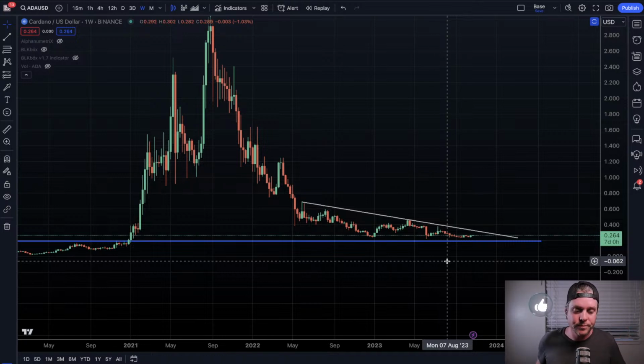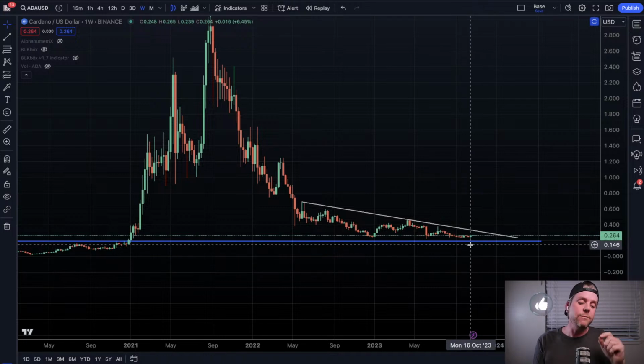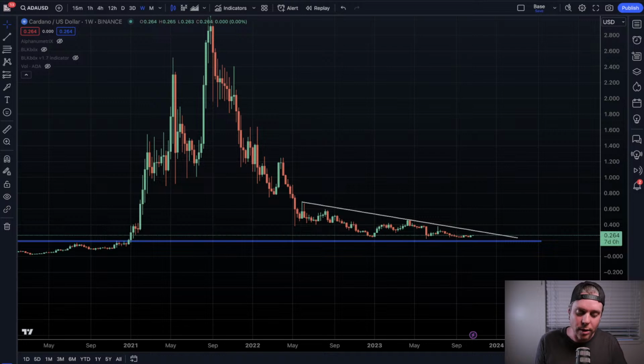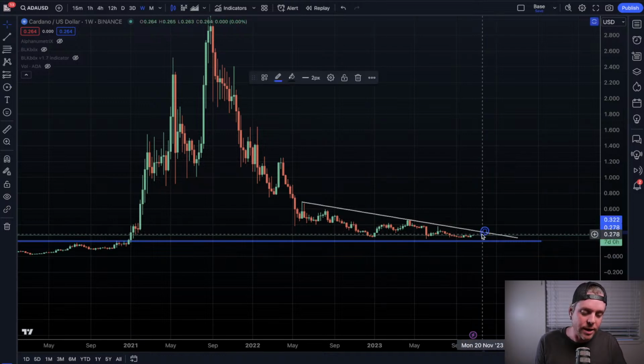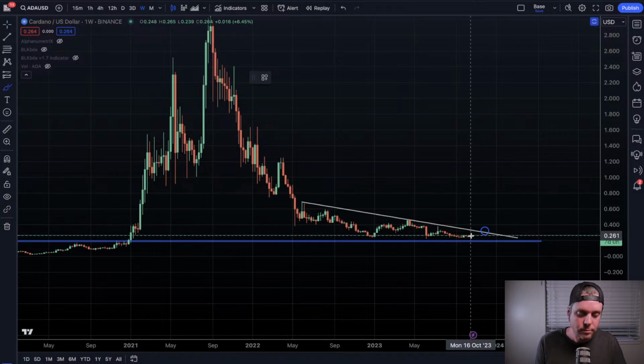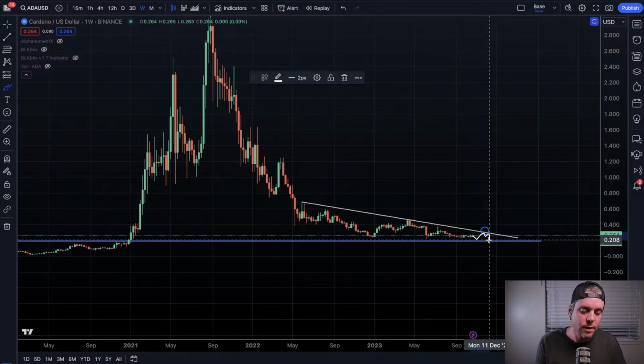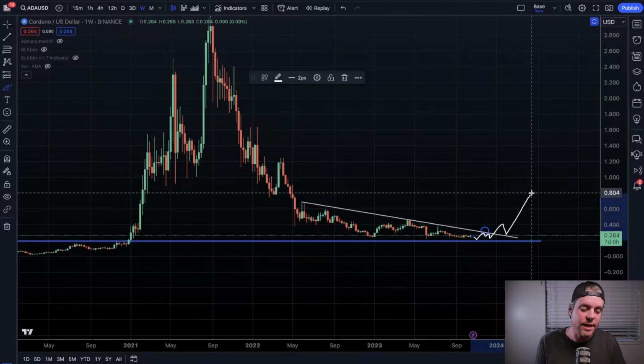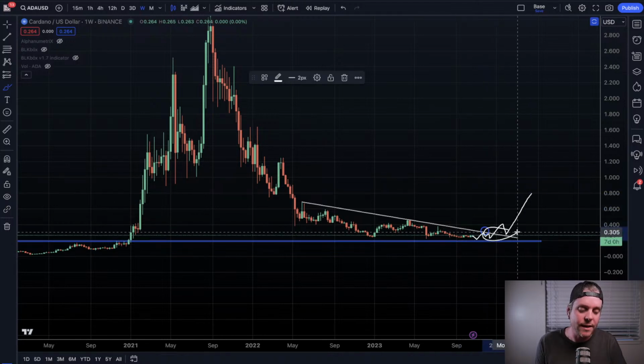That's pretty simple. But if you're looking for an actionable event as to when to enter, it's going to be at the break of that resistance. So if we get a break up, that's going to be your entry right there. Consolidate, get a break, maybe a retest, and then we're off to the races. So anywhere at the break of that is going to be your entry into Cardano.